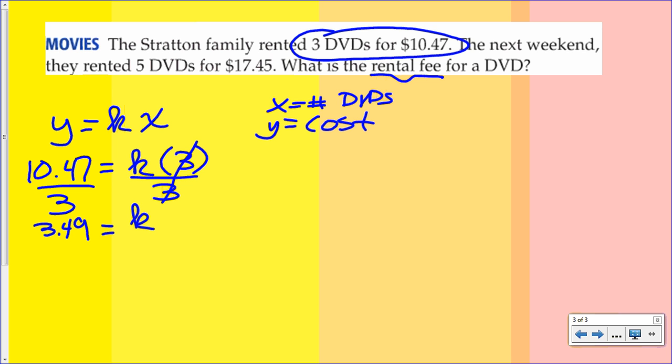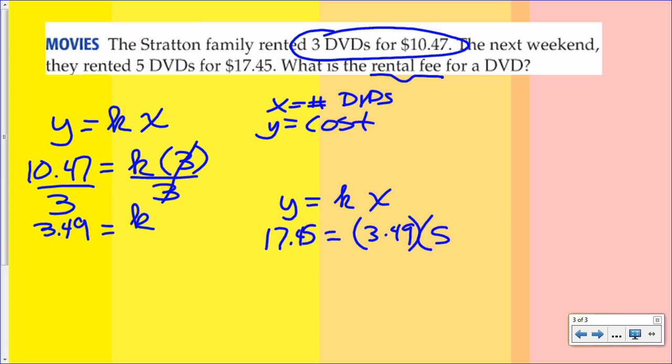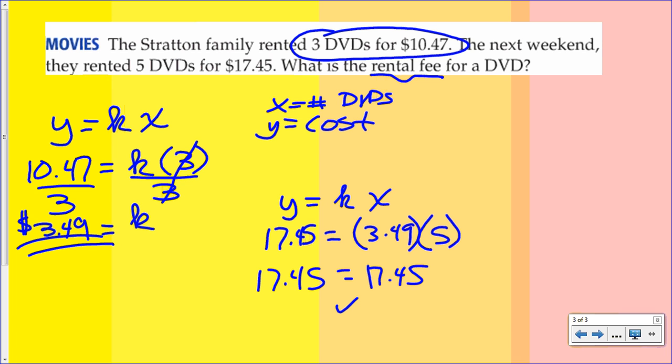Now I could use the other one to see if it works. y equals kx. So if my cost is $17.45, k is $3.49, and x is 5. If I multiply $3.49 times 5, I get $17.45. So it checks out that I do have the same rate of change or constant of variation for both of those. And it is $3.49, which is what the answer to the question was. What is the rental fee? Okay, that's it.